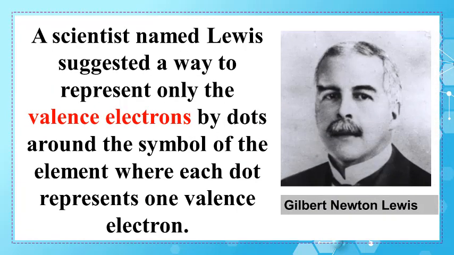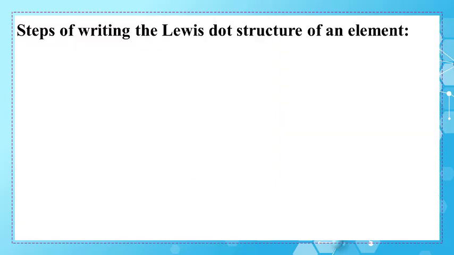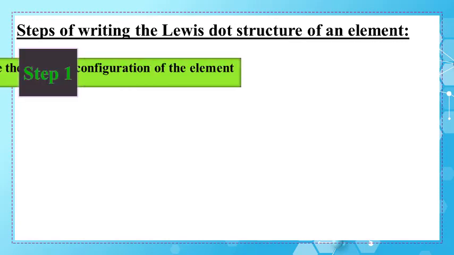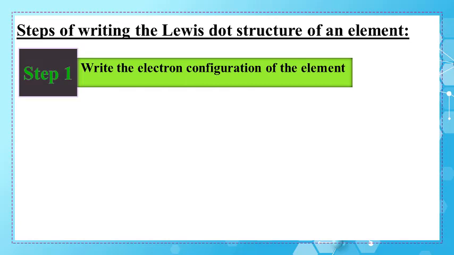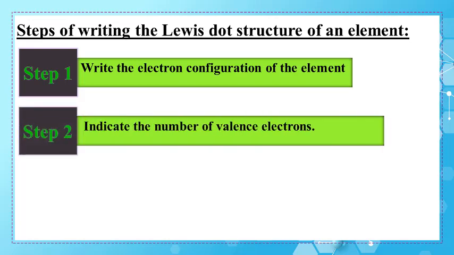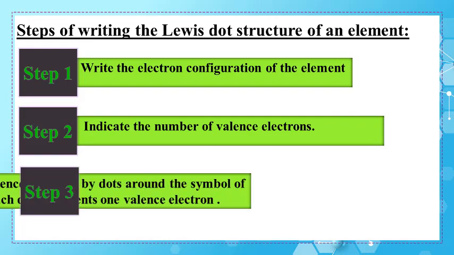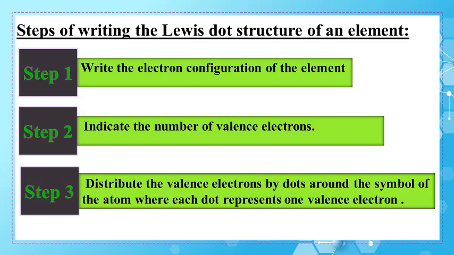A scientist named Lewis suggested a way to represent only the valence electrons by dots around the symbol of the element, where each dot represents one valence electron. Steps of writing the Lewis dot structure of an element. We have 3 steps to be applied when writing the Lewis dot structure. The first step is writing the electron configuration of the element. The second step is indicating the number of valence electrons. And the third step is distributing the valence electrons by dots around the symbol of the atom, where each dot represents one valence electron.